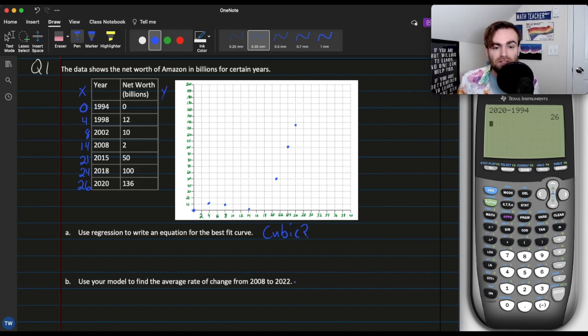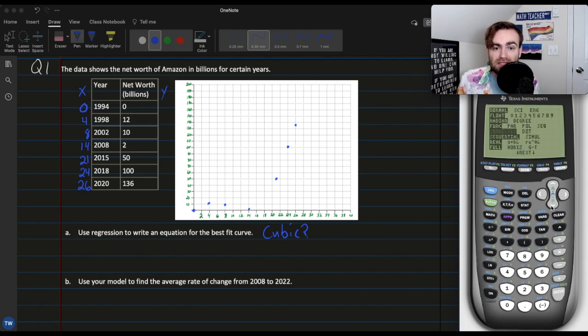I'm going to put a little question mark there. So what we're going to do is we're going to go to mode first of all, and we want to go down until we get to stat diagnostics. And we want to turn our stat diagnostics on. What this is going to do is anytime that we do run any statistics, it's going to give us more data than it would have otherwise. And for us, it's going to tell us how accurate our regressions are.